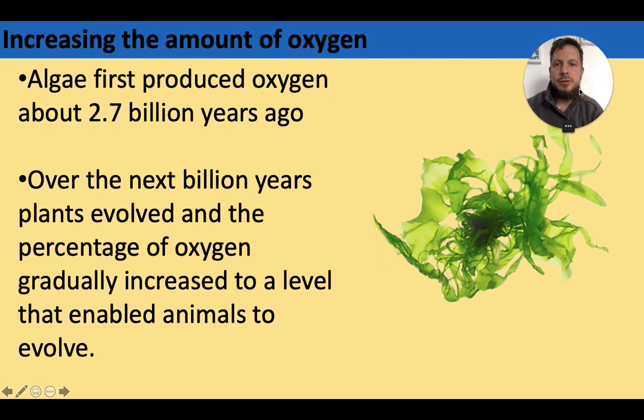So, increasing the amount of oxygen, algae first started producing oxygen about 2.7 billion years ago, and then over the next billion years plants evolved. The percentage of oxygen gradually increased to a level which enabled animals to evolve as well.